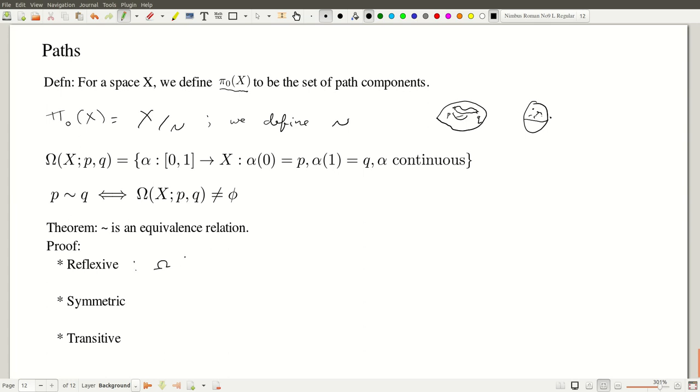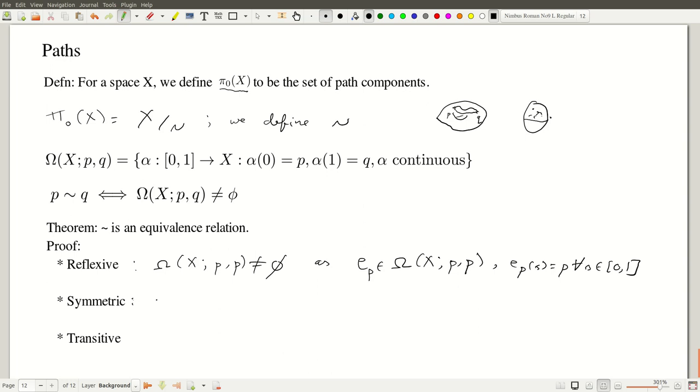So this is omega of x P P, and I have to show this is not empty. Well, this is because we can define e_P in this, where e_P of s is P for all s in [0,1]. So you take a constant path which just stays at P. This is the first point, that it is reflexive. It's a kind of effective way of showing reflexivity.